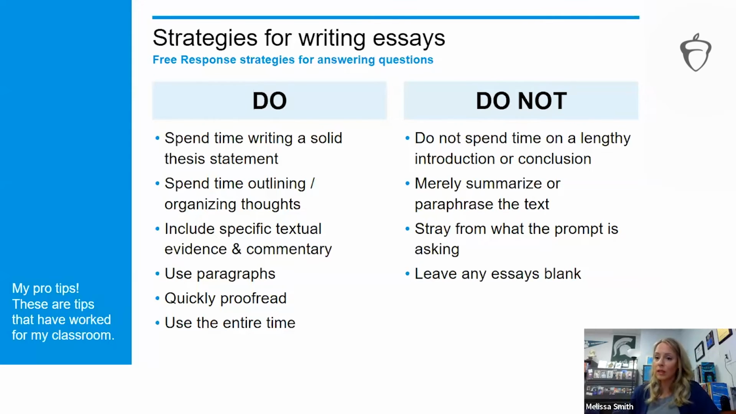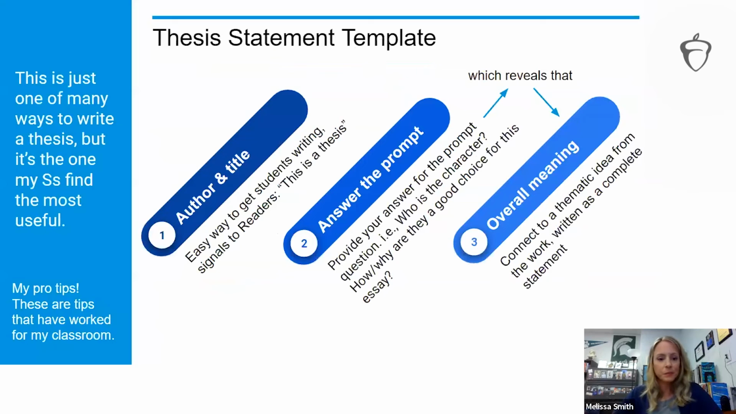Encourage them to go back and look at the prompt every so often and make sure that what they are writing is actually answering the prompt, and don't leave an essay blank. It's so easy to get even 2 points for 2 sentences. If they write a thesis and 1 or 2 more sentences that are just about the text, you get 2 points, a 1, 1, 0, right? And that's so much better than leaving an essay blank and getting a 0.